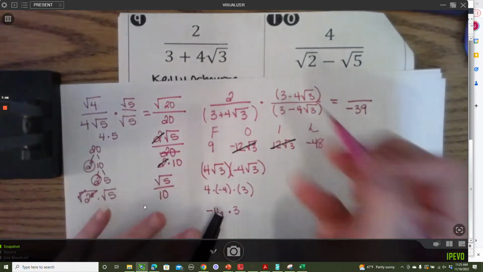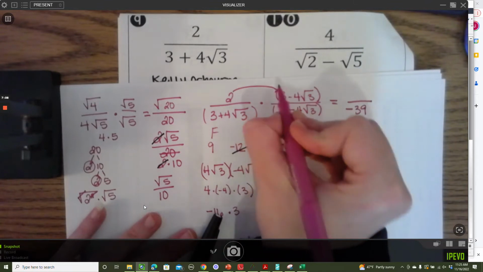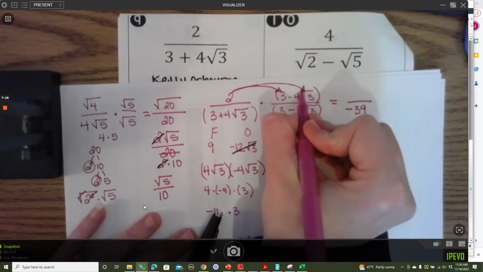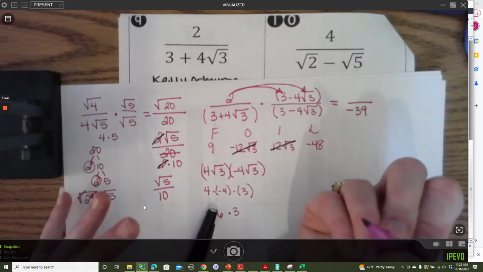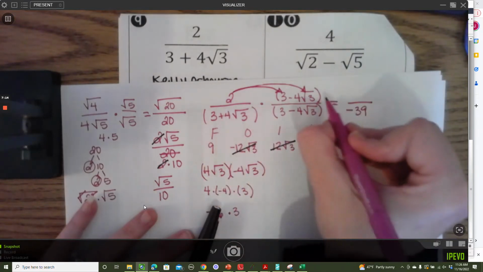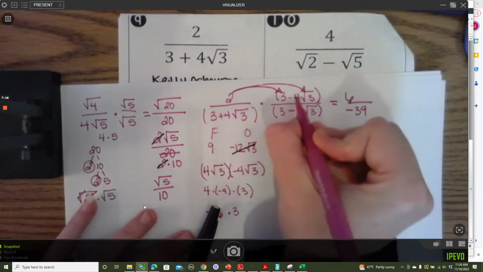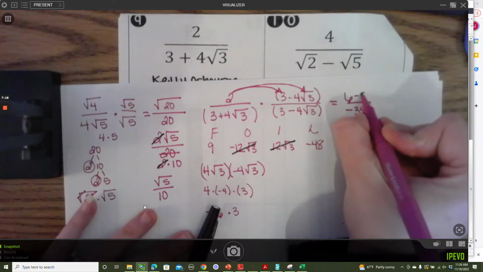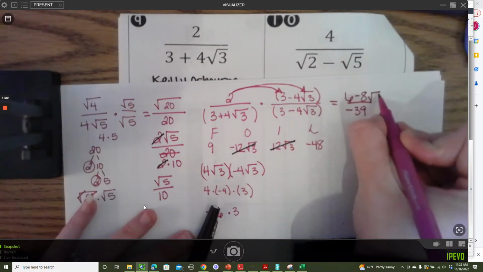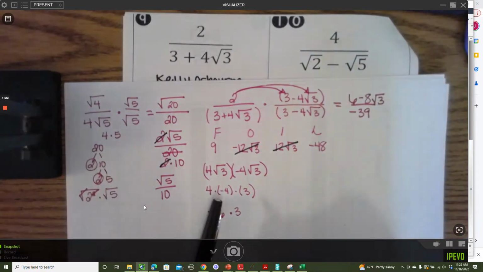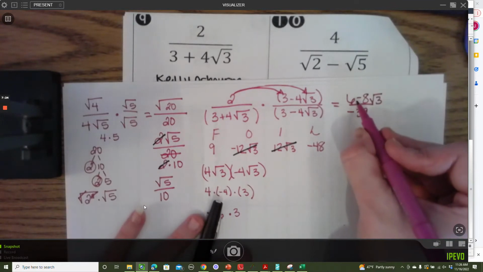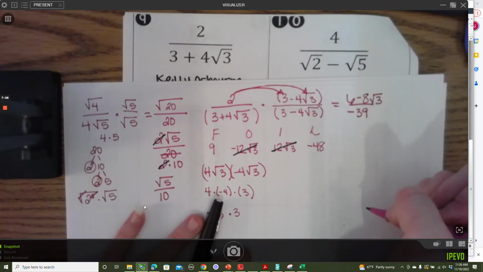To do the top, we just distribute this 2 to each term. Distribute as multiply. 2 times 3 is 6. 2 times negative 4 is a negative 8. Tack the square root on. There's no like terms. There's no common factor between 6 and 8 and 39.